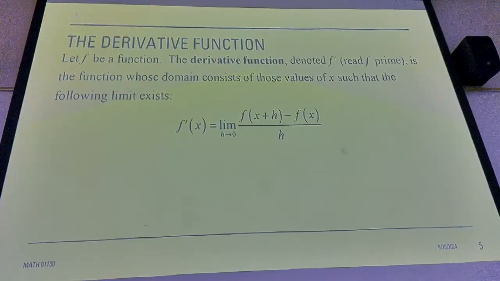Versus what we were doing before was finding it at a specific point, right? So we already had that point, and we were then just letting the secant line points converge onto that one point of interest. Now we're just doing it for an arbitrarily chosen point, x.